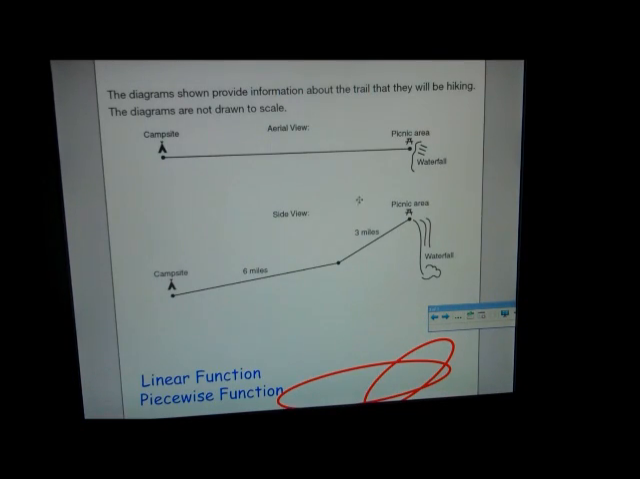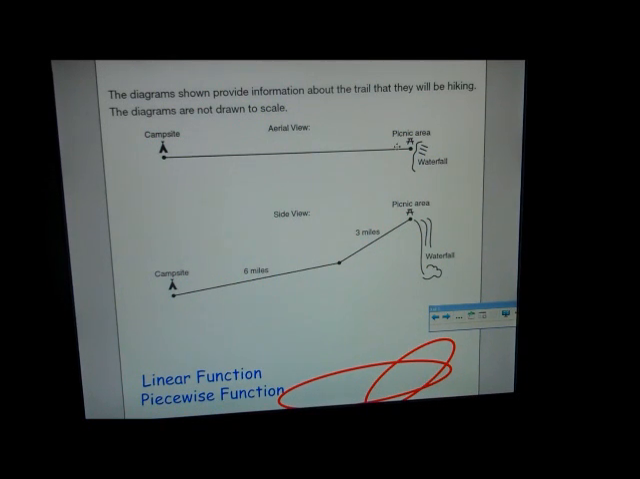So here we go. The diagram provided illustrates a trail that they will be hiking. The diagrams are not drawn to scale. I drew this example because I want you to look at these two. Based on the aerial view, is this a linear function? Yeah, it forms a straight line. So this one here is a linear function. Straight line, not a big deal.